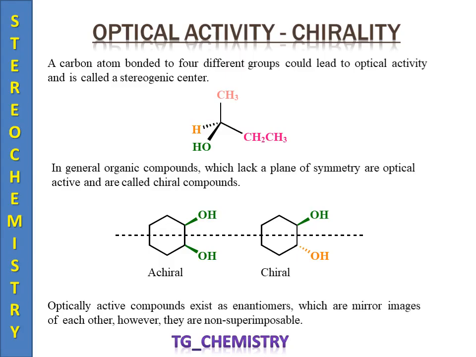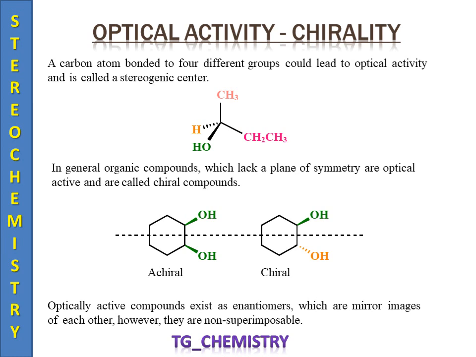Before we move further, we need to understand one point around which the whole concept of stereochemistry develops: chirality and optical activity. When a carbon atom is bonded to four different groups, it could lead to optical activity, and the center will be called a stereogenic center. As you can see in the example, the carbon atom is attached to four different groups: hydrogen, hydroxyl group, methyl group and ethyl group. So all the four attached groups are different, and therefore the carbon center is a stereogenic center.